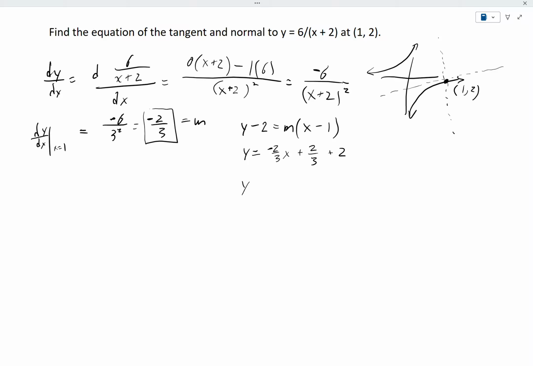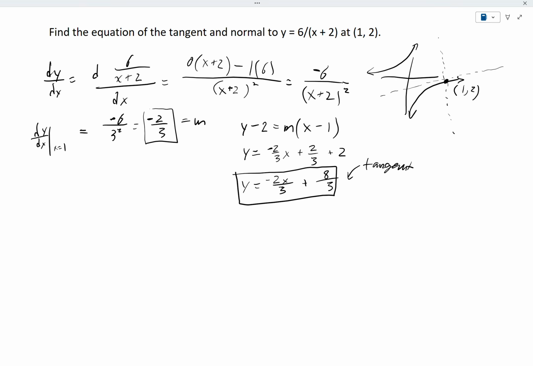And now this simplifies as y is equal to negative 2x over 3 plus, this is going to end up being 8 over 3. So that's the equation of the tangent.